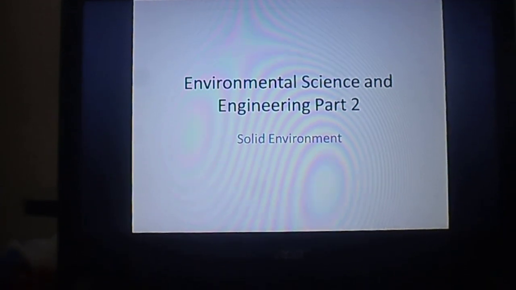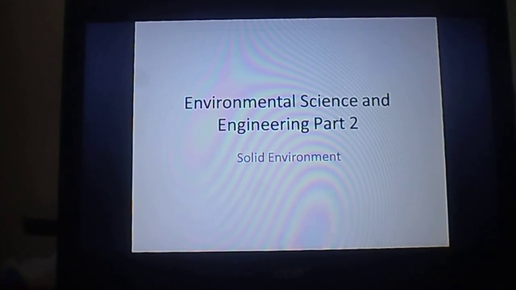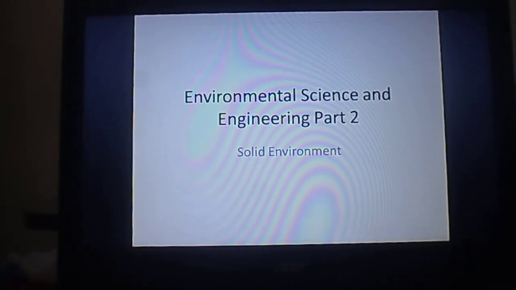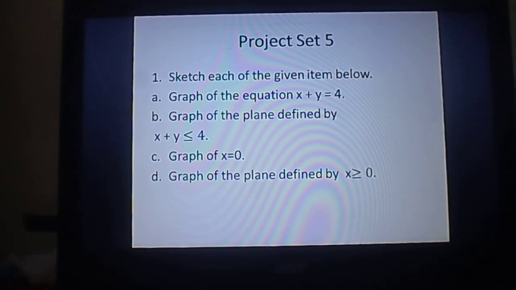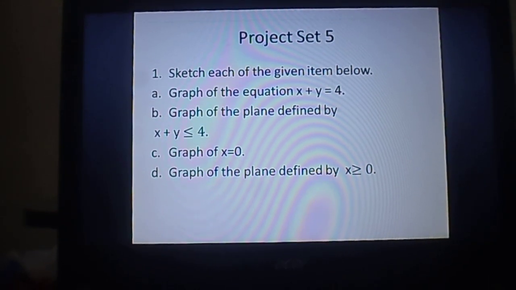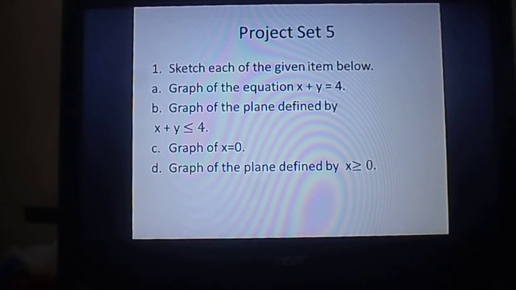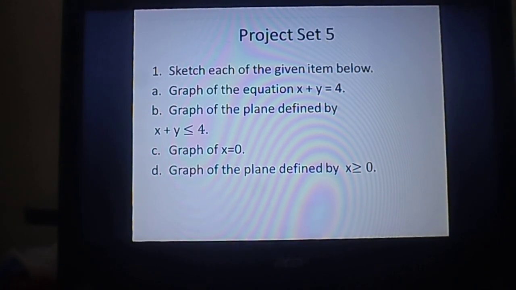This is a continuation of the lesson on solid environment in the subject Environmental Science and Engineering. Consider project set 5, number 1. Sketch each of the given items below.